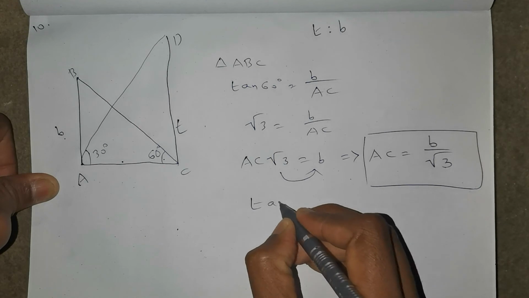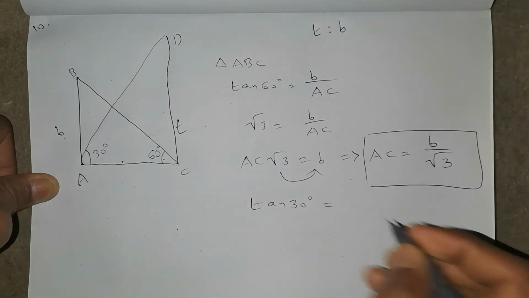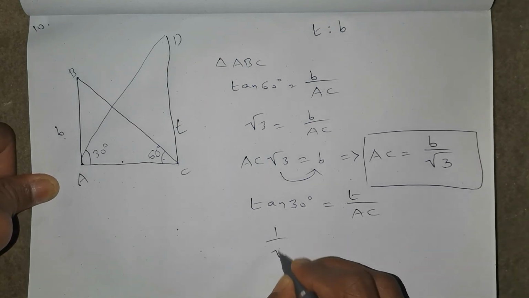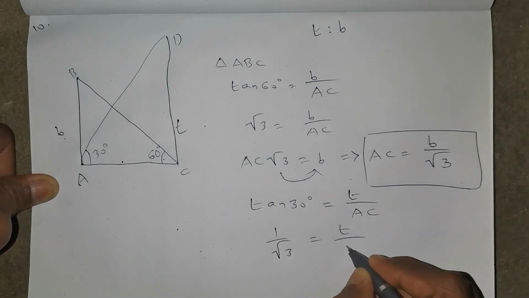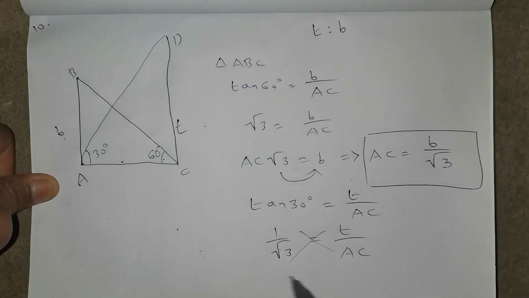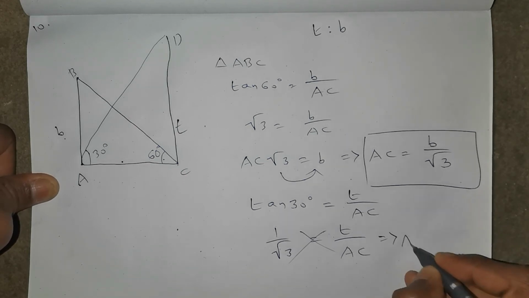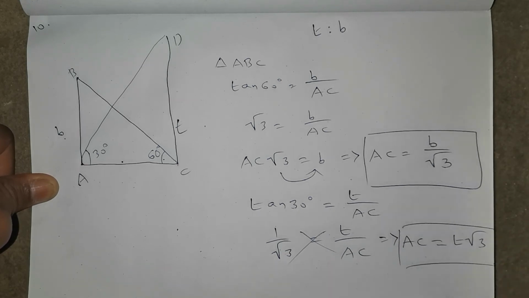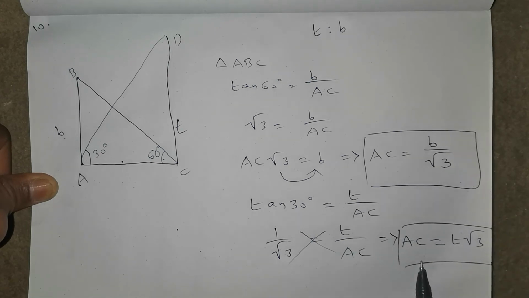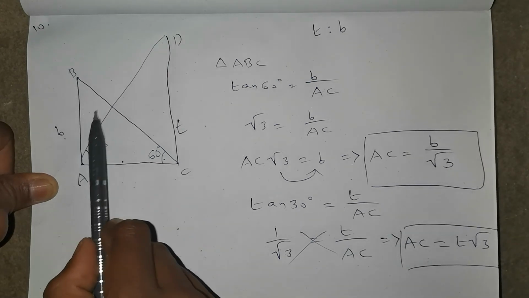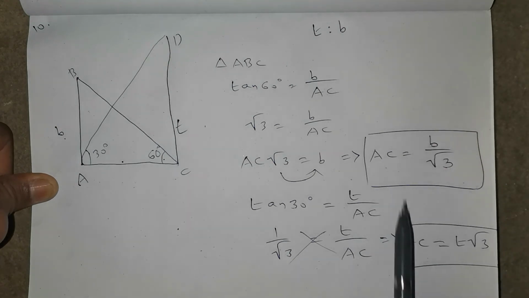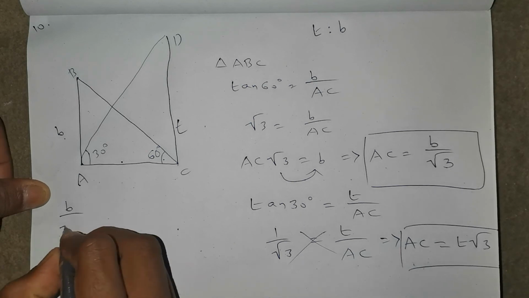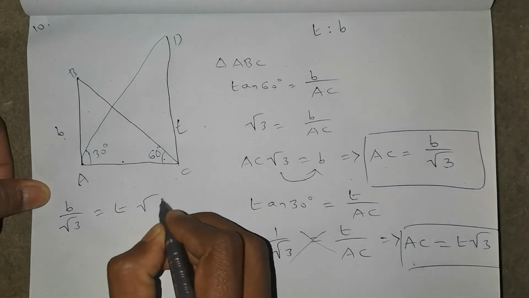So as usual tan 30 is equal to opposite T by adjacent AC. So tan 30, 1 by root 3, is equal to T by AC. I'll do cross multiplication. AC into 1, AC is equal to T into root 3, T root 3. Okay. Here AC, here AC. This AC is the common base for both the triangles. So that's why these LHS are equal to each other. So obviously this RHS is also equal to each other. B by root 3 is equal to T times root 3.